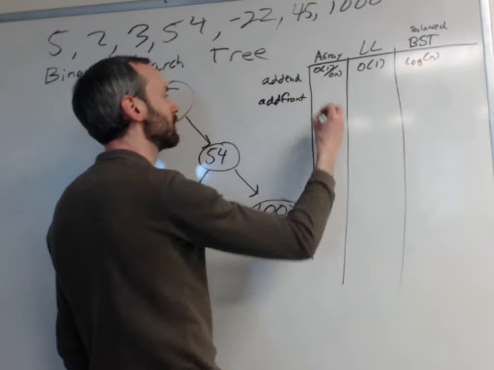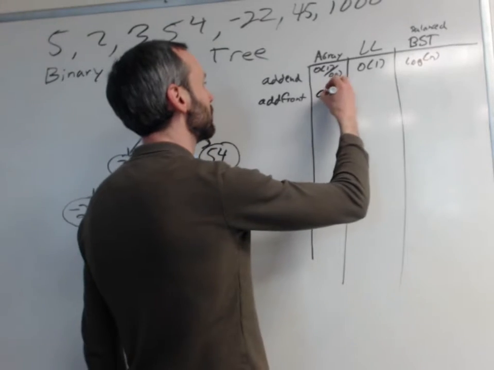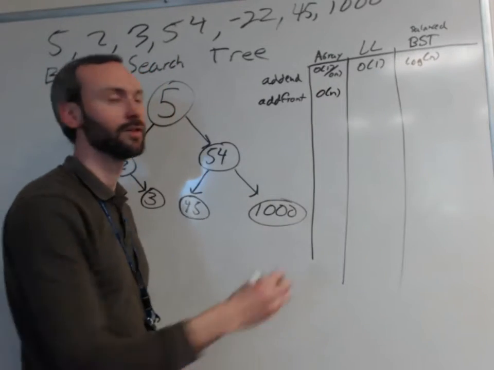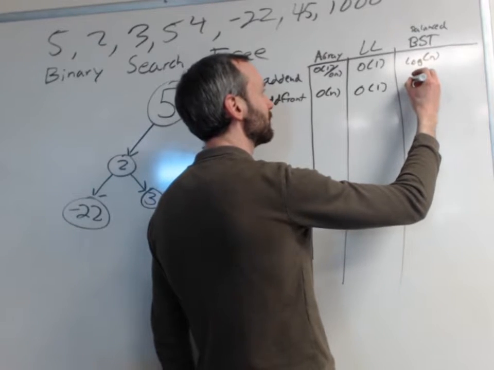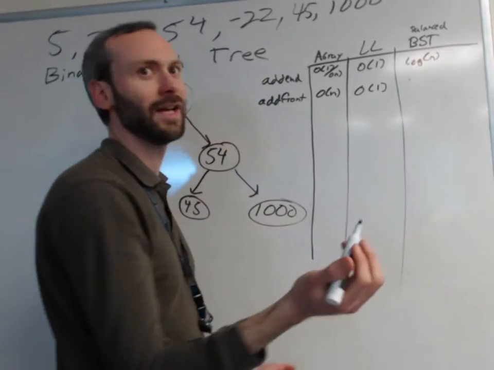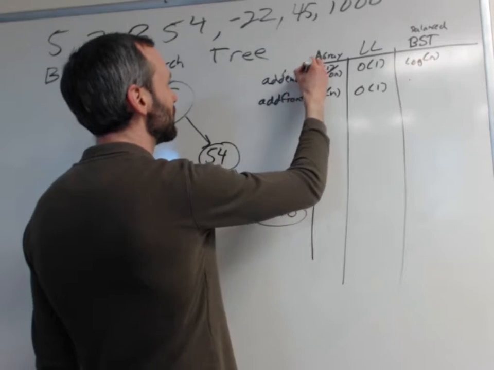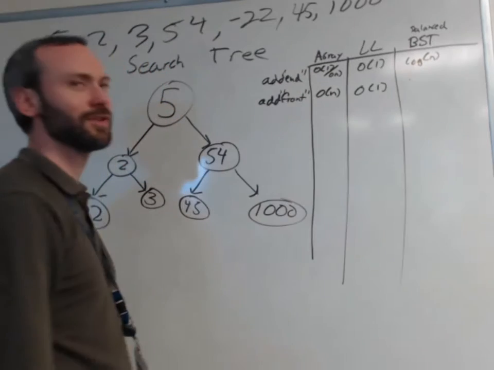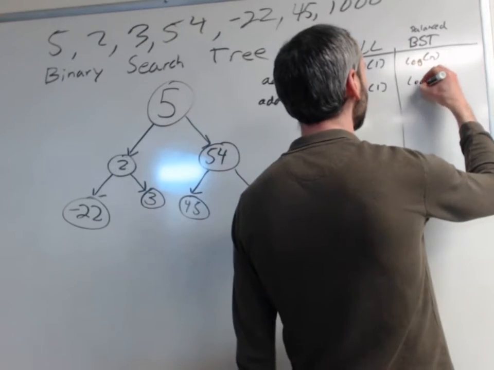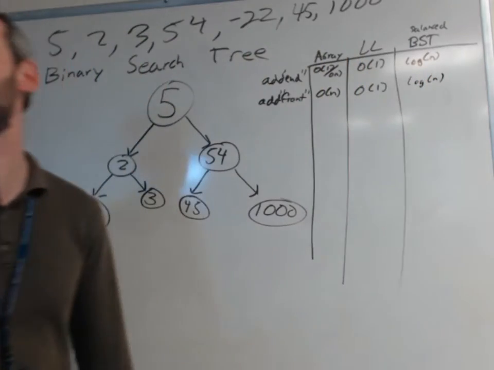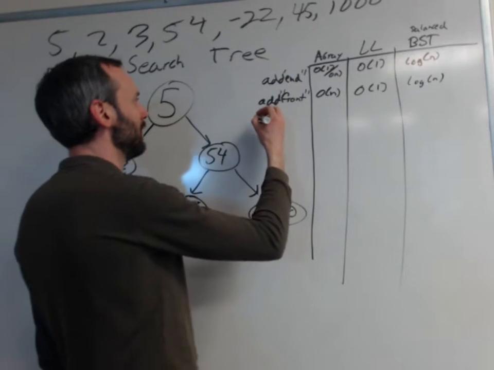How about add front? For an array, it's always O of n because you got to shift everything down. Linked list, O of 1. Binary search tree. It doesn't matter if you're adding to the end or the front. See, this is what's kind of tricky, for a binary search tree, there is no adding to the end or adding to the front. You're just adding. So we're just going to call it log of n, because you can't add to the front or the back, you're really just adding it. So that's why I'm putting that in quotes, just to show you.